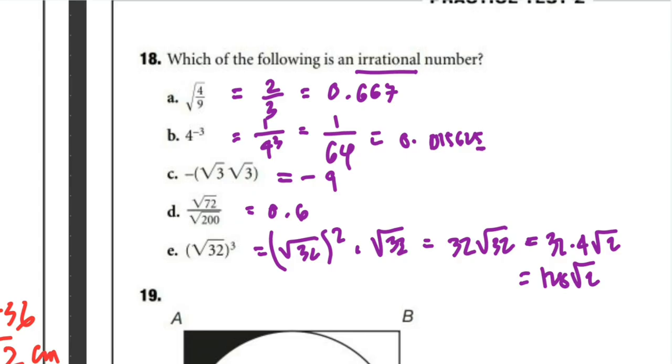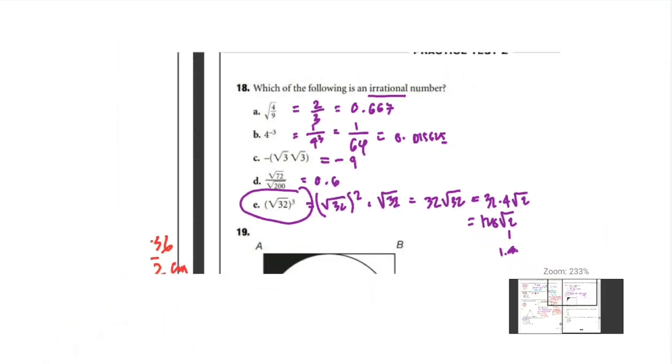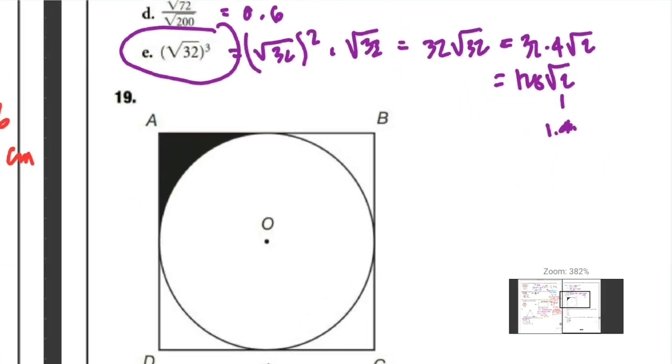Square root of 2 here is 1.1414 and so on. So the square root of 2 here cannot be expressed as a repeating or terminating decimal. So that means the answer here is letter E. You got that? Okay.